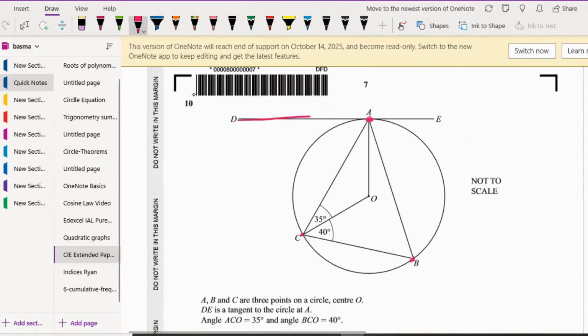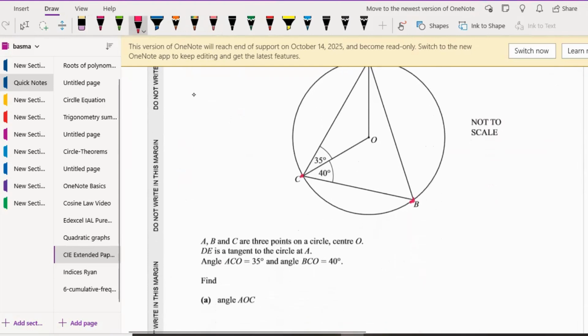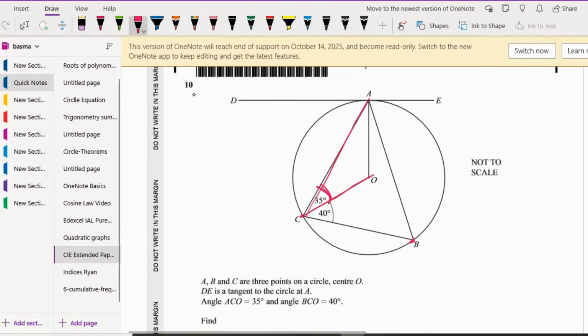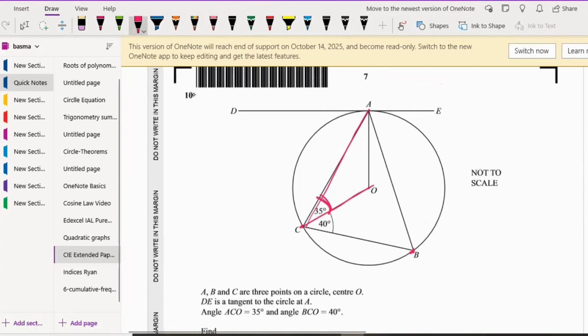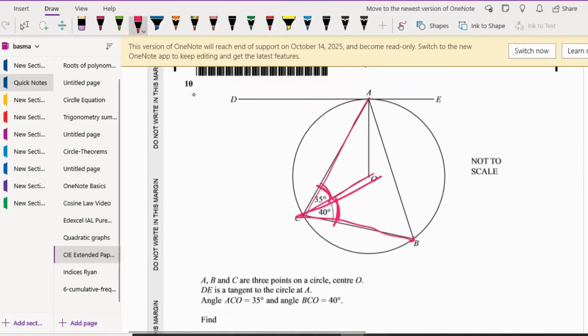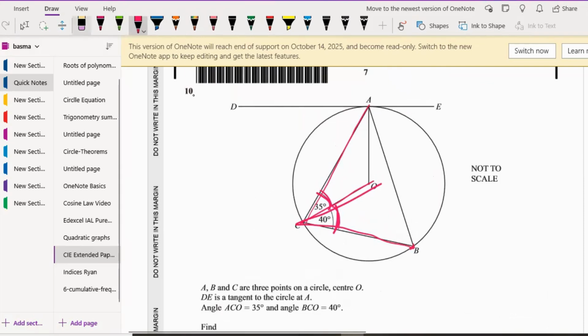This TE line, you will see, is a tangent line to the circle at point A. A tangent is the line that touches the circle at one point, and that is the point A. For now, angle ACO is 35. A to C to O, that angle is 35, and angle BCO is 40. B to C to O is 40. Find angle AOC. Okay, so we have to find AOC.